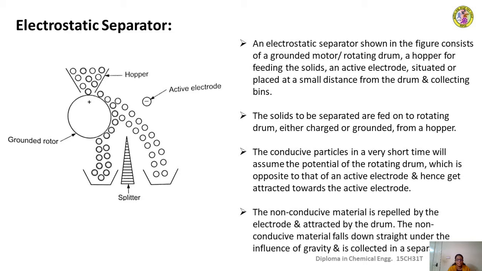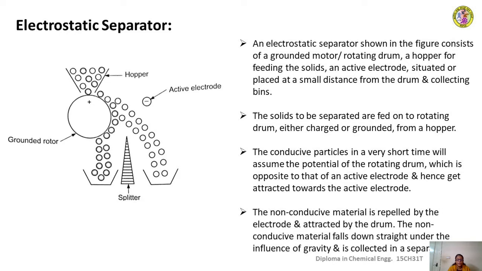So this is a simple sketch showing you the operation that is involved in an electrostatic separator. It consists of a grounded rotor or a rotating drum, on which there is a hopper that is meant for feeding the solids which have to be separated. At a certain distance from the grounded rotor, there is an active electrode carrying some charge. It may be a cathode or an anode. So the one shown in the figure is an anode.